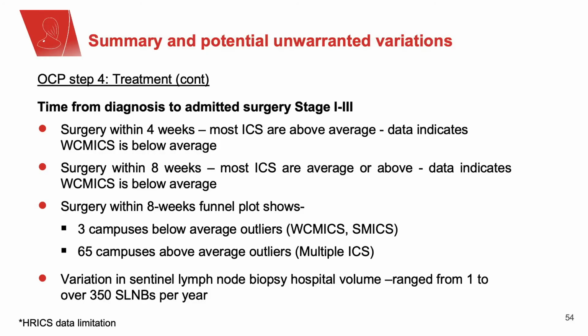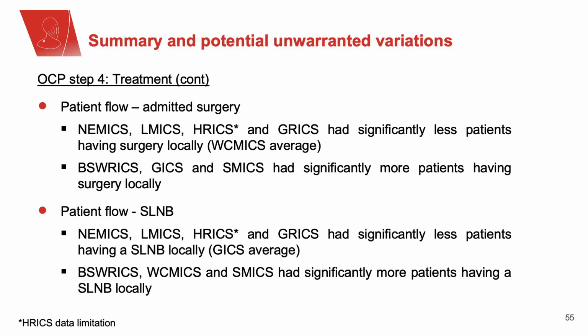Variation in sentinel lymph node biopsy hospital volume ranged from 1 to over 350 sentinel lymph node biopsies per year, so quite a marked variation between hospital settings. Patient flow for admitted surgery: NEMICs and the regional ICSs have significantly fewer patients having surgery locally. The patient flow for sentinel node biopsy shows very similar results. We'll have time for questions and comments after these points. These are just, as I said, echoing the slides, the data.